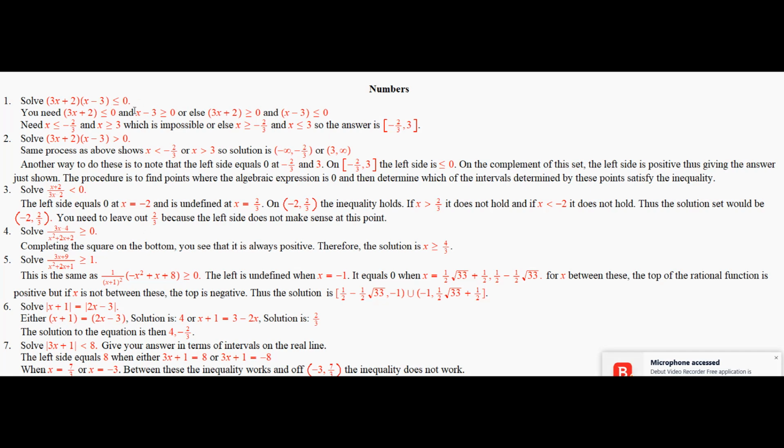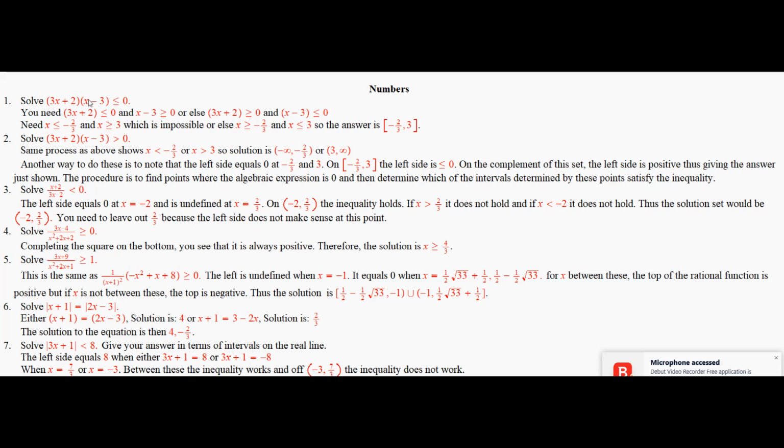These are exercises that are a review about the material on numbers. Remember we discussed some inequalities like this, and we need to go over how we can solve them. If you have this times this is less than or equal to 0, I think one of the easiest ways to do it is to find where the left side is equal to 0, and then examine the intervals that are determined by those points.